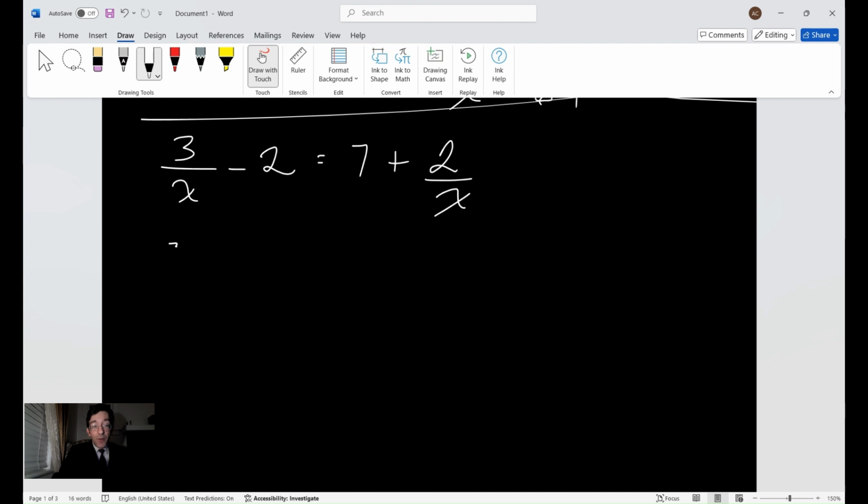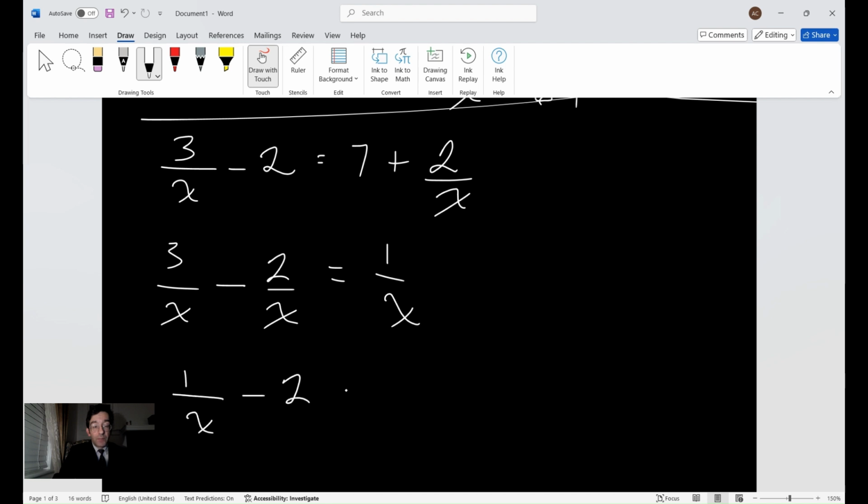So you have 3 over x minus 2 over x. And that, of course, is going to give you 1 over x. And now you have 1 over x minus 2 equals 7. If you add the 2 to the other side, we have 1 over x equals 9.